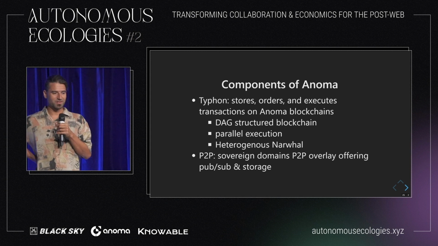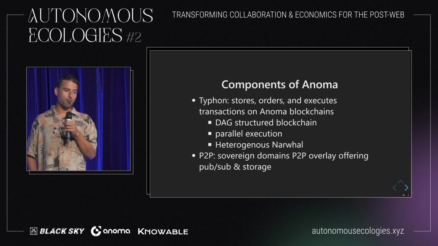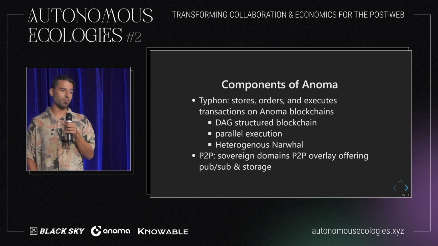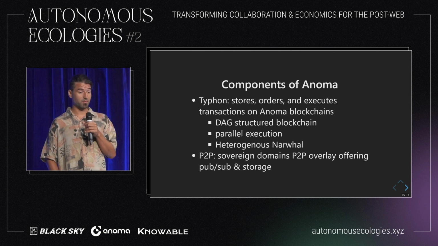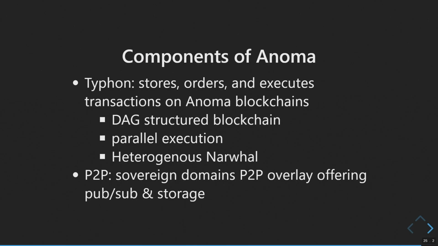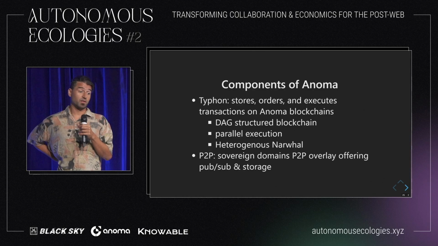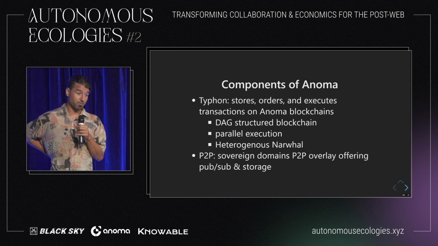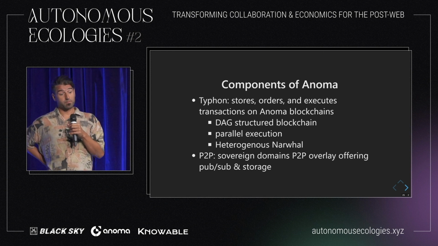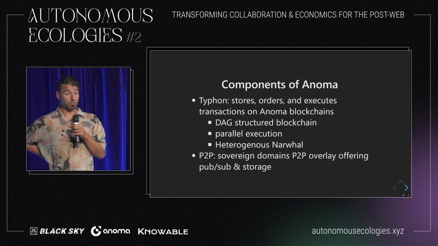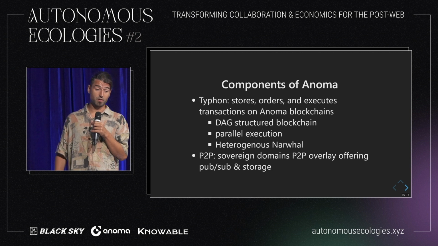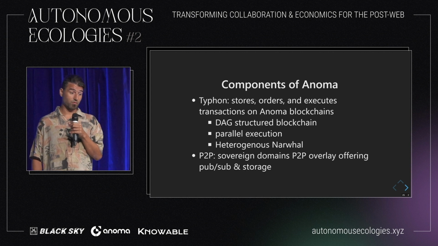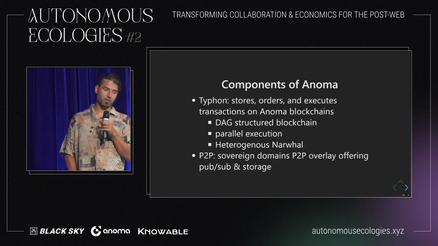That are relevant to this research, since the Typhon component of ANOMA is such a DAG structured blockchain with parallel execution and local, but it doesn't have the local first notions, and the peer-to-peer component of ANOMA is using a sovereign domain peer-to-peer overlay for PubSub and storage.